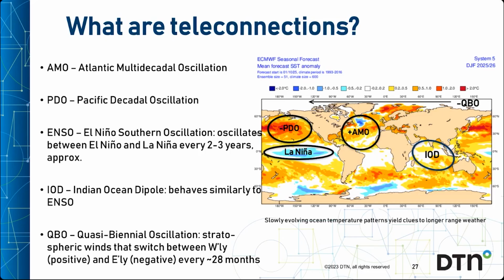The IOD is the Indian Ocean Dipole, and that acts in a similar fashion to ENSO, with positive and negative phases depending on which side of the Indian Ocean is warmer and cooler. And finally, there's the QBO, the quasi-biennial oscillation, and that measures the change in lower stratospheric winds between westerly or positive phase and the easterly or negative phase, and it cycles through about 28 months on average. This map, by the way, is still the ECMWF sea surface temperature forecast. And because ocean temperatures change slowly, they can often guide us to longer range prospects.